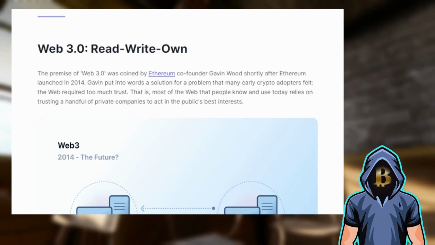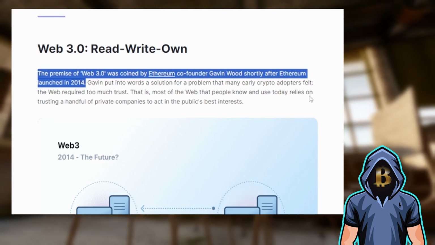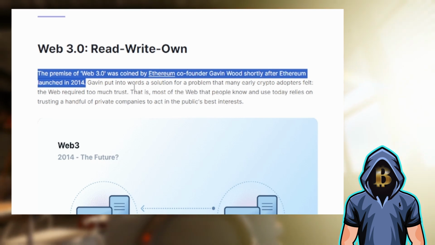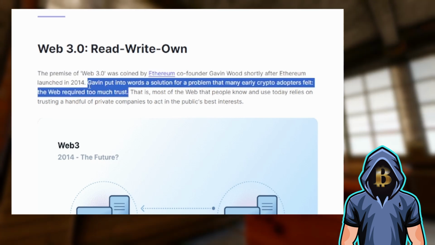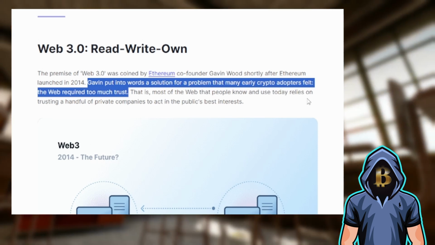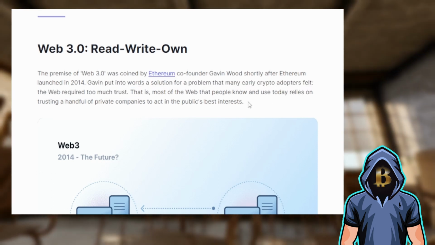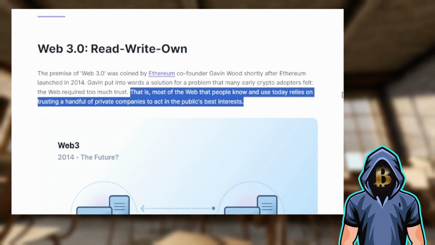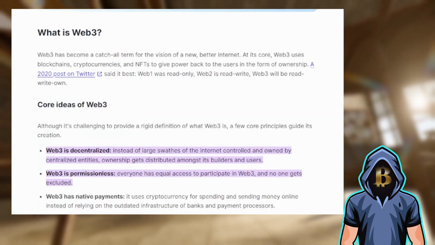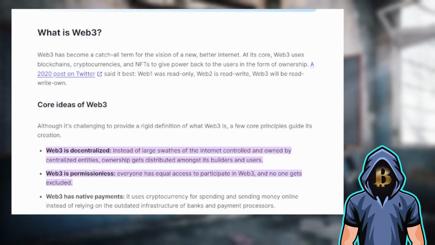The premise of Web 3 was coined by Ethereum co-founder Gavin Wood shortly after Ethereum launched in 2014. Gavin put into words a solution for a problem that many early crypto adopters felt, that the web requires too much trust. That is, most of the web that people know and use today relies on trusting a handful of private companies to act in the public's best interest. What does Web 3.0 do? It kind of puts the bottom on top and the top on the bottom.